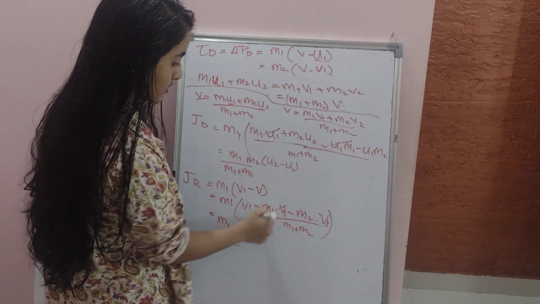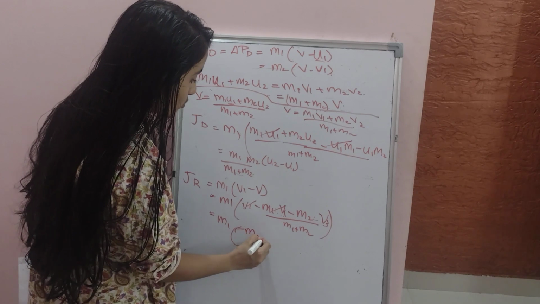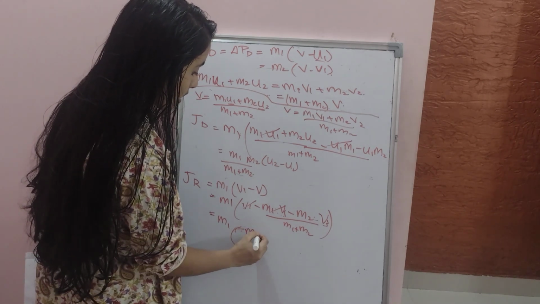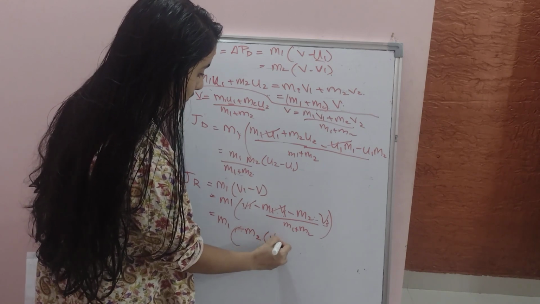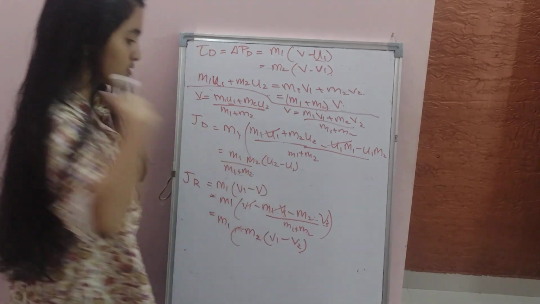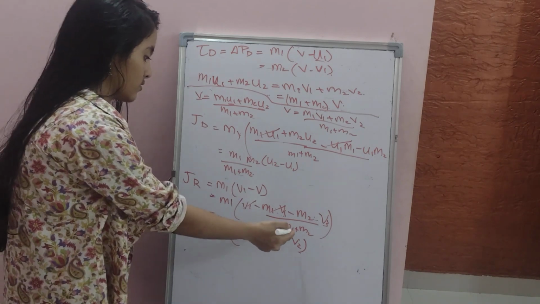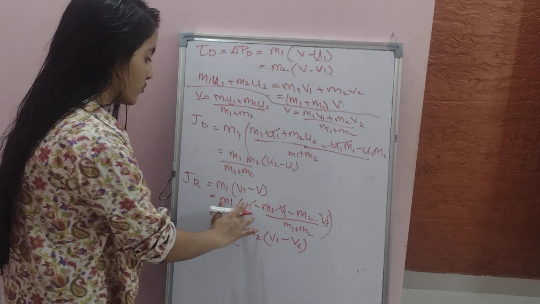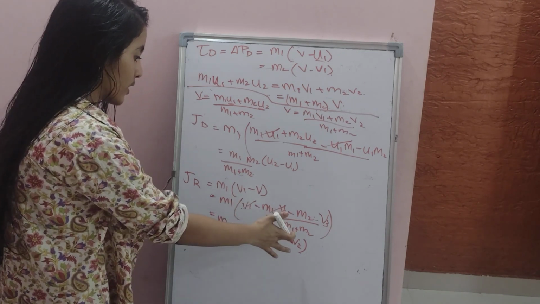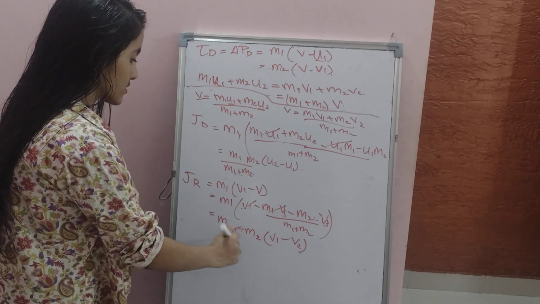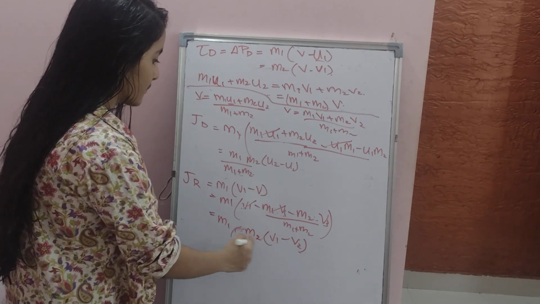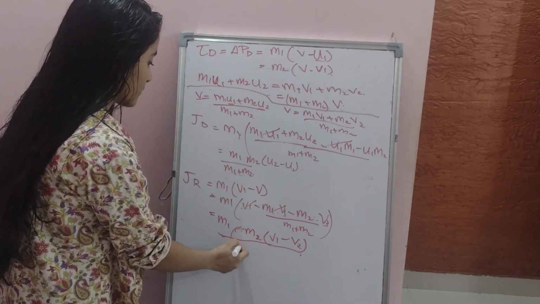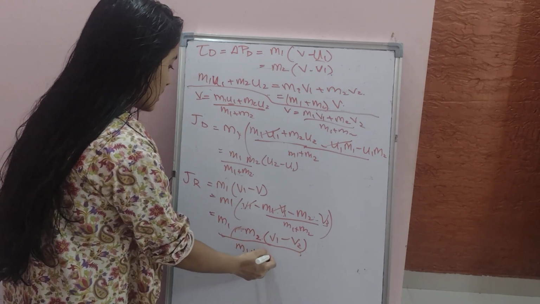Cross multiplying, cancelling out, we get M2 into V1 minus V2, right, M2 into M1 into V1 plus V1 into M2. So M2 is taken out, M1 M2 into (V1 minus V2) divided by M1 plus M2.